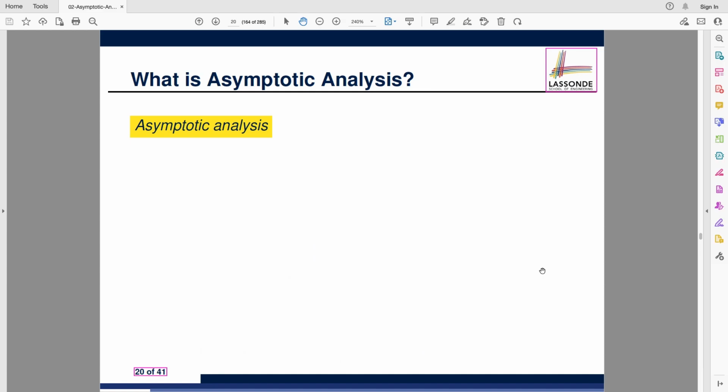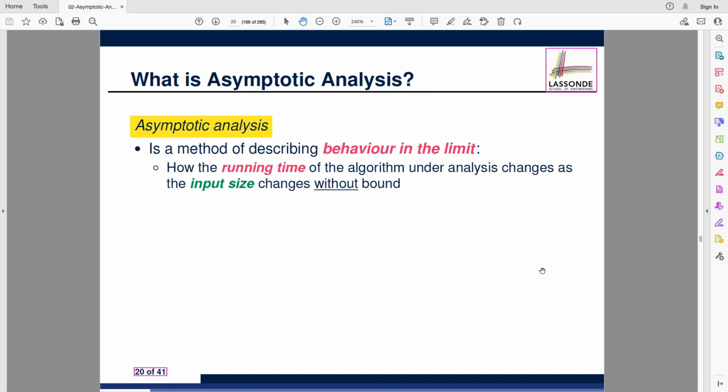All right, asymptotic analysis. We already talked about its essence, but let's go over some slides and then we're going to do some definitions, and then, of course, examples. Asymptotic analysis, what is that really? It's a method for describing behavior in the limit. Limit here is really important. Remember the limit function you did in the calculus course. But we don't really do that much here. It's really about how the running time of the algorithm under analysis, 7n minus 2 versus maybe n log n, for example, is going to change as the input size changes without any bound. That means towards infinity.